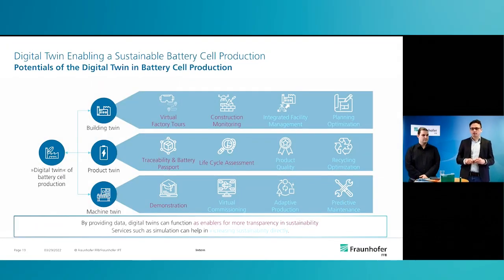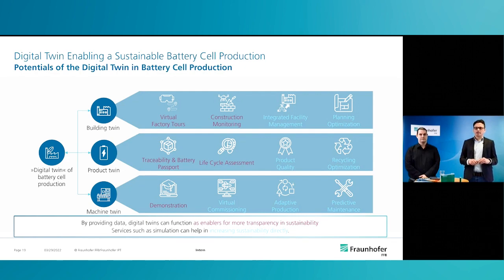And if we take a look at the twin of a machine or an asset, of course, one of the most discussed topics is predictive maintenance. So for example, if you have a coating process in battery cell production, you might want to be able to predict how long your nozzle will last and when you have to change it or when you have to clean it.